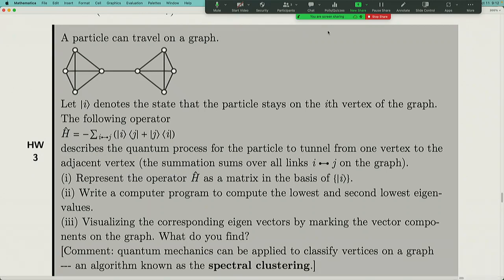Okay, so the homework is like this. The first problem is to represent this operator as a matrix in the basis of i. Every i state is a distinct reality because it corresponds to the particle living on a different site, and you can measure the particle's position and determine which site it is on. So every different vertex is a distinct state, and they are all orthogonal to each other.